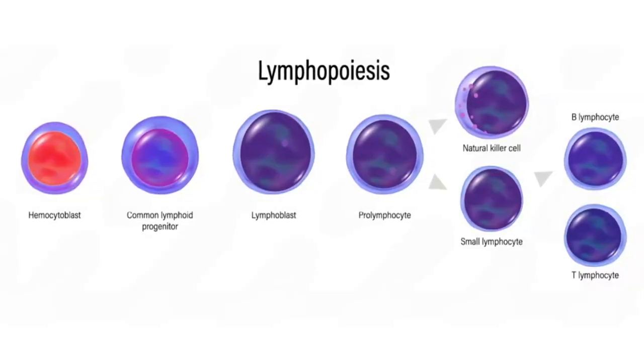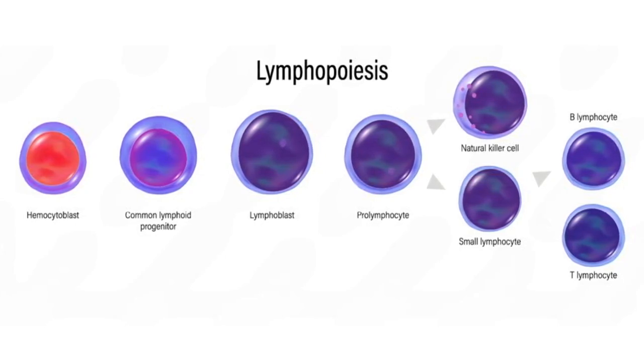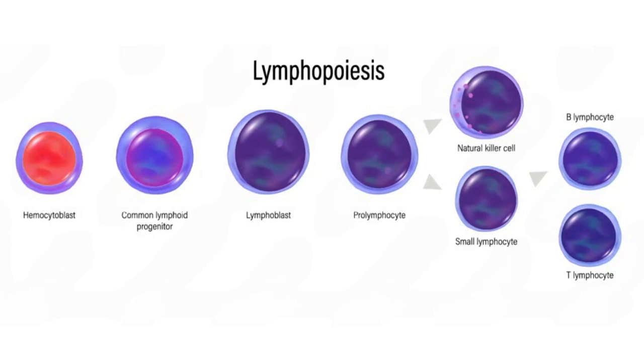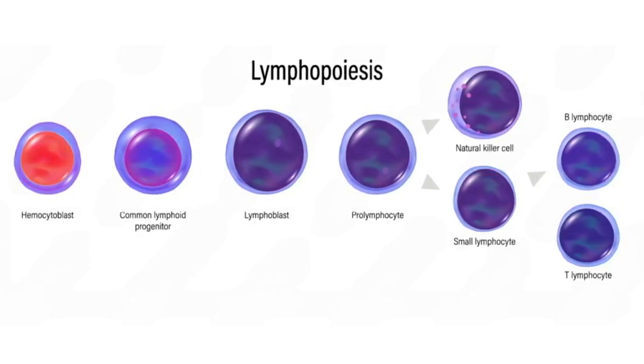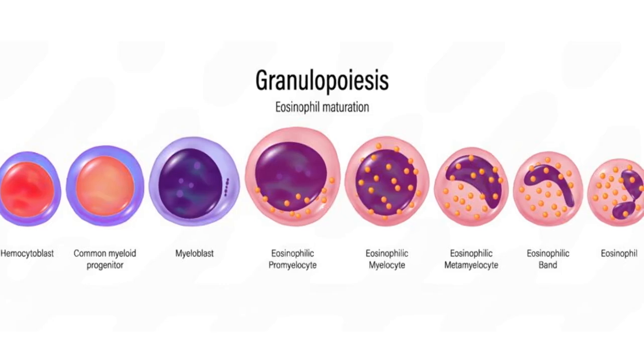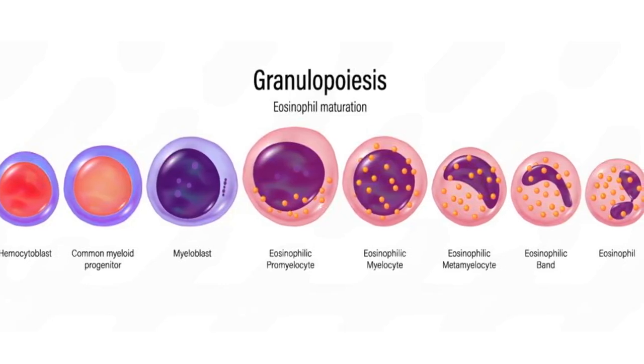Hematopoietic stem cells of bone marrow differentiate into common lymphoid progenitors. CLPs give rise to lymphoblasts, which mature into prelymphocytes. Prelymphocytes further differentiate into mature lymphocytes: B cells, T cells, or natural killer cells. B cells mature in the bone marrow, T cells in the thymus, and NK cells in lymphoid tissues, contributing to immune responses. Number 4. How eosinophils are formed?